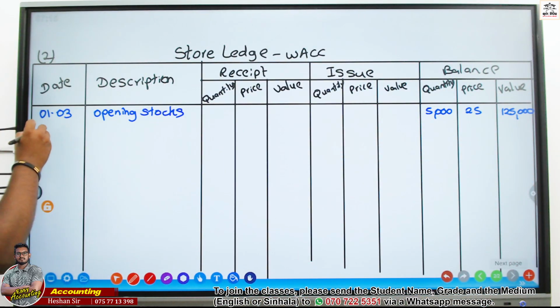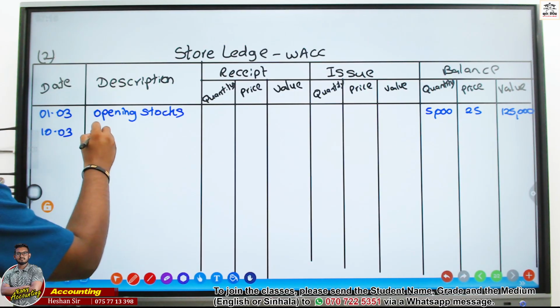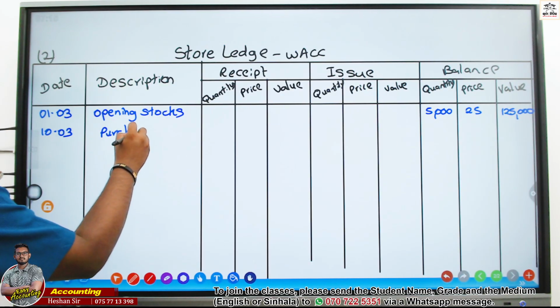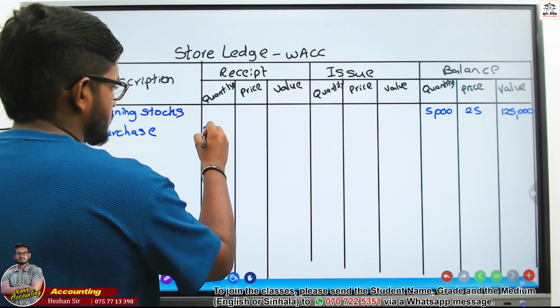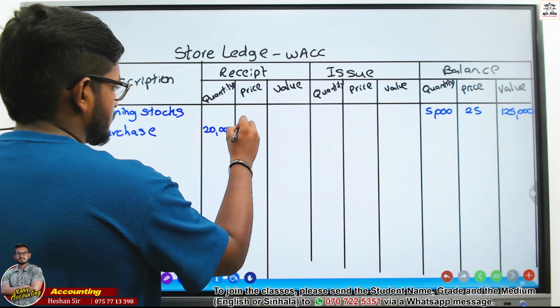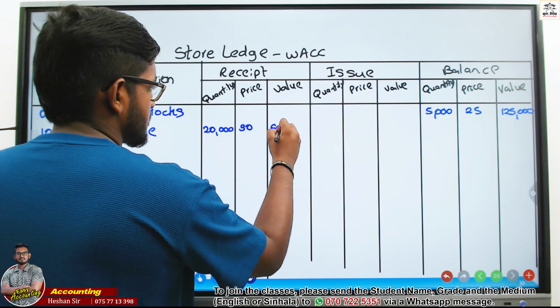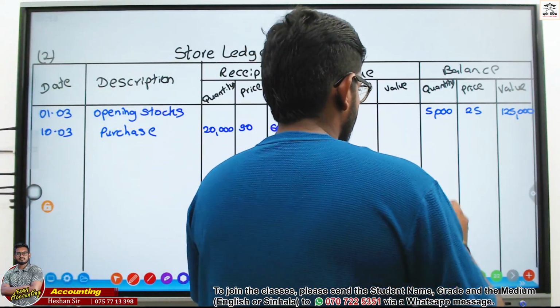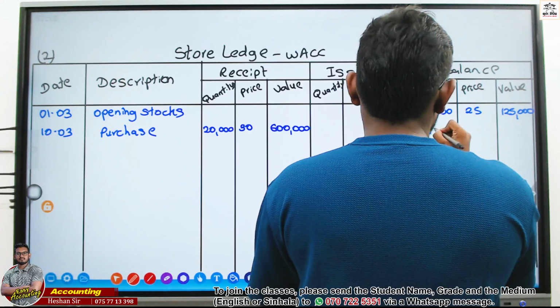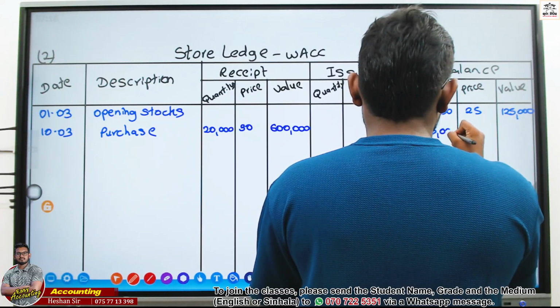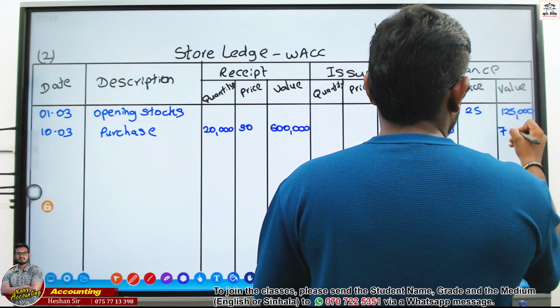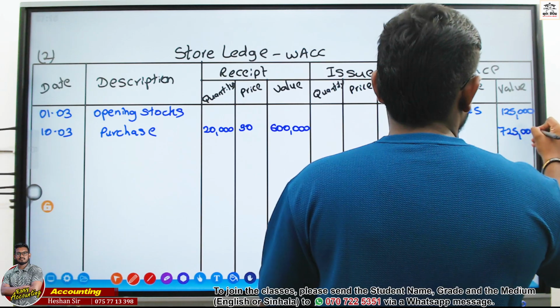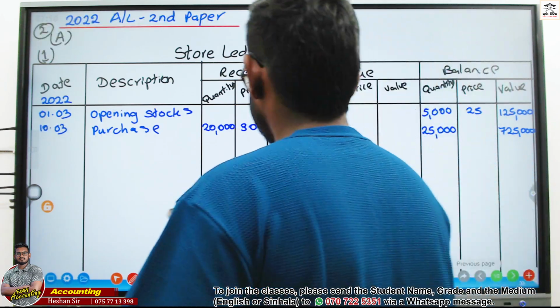Now 10th of March, same purchase, 20,000 at 30 each, 600,000. The same thing. 25,000 inventory we have, total 725,000. You can write the split total, but no need.